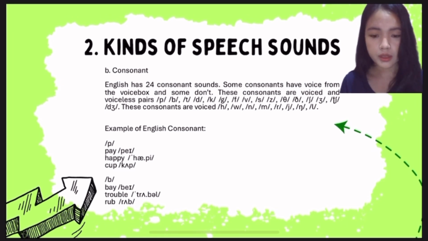So examples of English consonants, like P. We can say it like pay in the word pay. Happy, happy. Cup, cup. Be, buy. Trouble, trouble. Rub, rub.